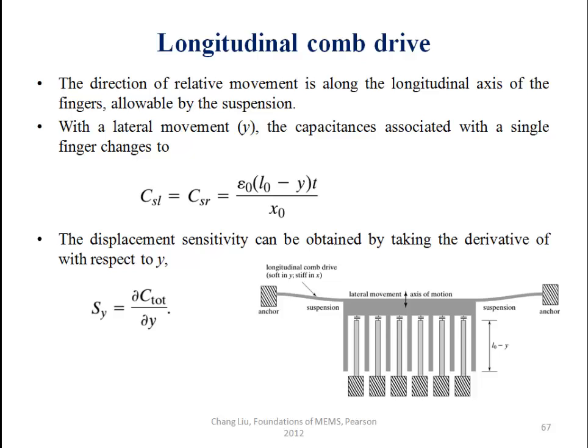So the capacitance is represented as CSL equal to CSR. This is equal to epsilon 0. Here, because of the up and down movement, the overlapping distance is represented as L0 minus y. The overlapping distance will vary. So it is epsilon 0 into (L0 minus y) divided by x0 into t. We can use this longitudinal comb drive as a sensor as well as an actuator. If we are using this as a sensor, then there arises the sensitivity term. That means Sy is equal to dou C total divided by dou y.